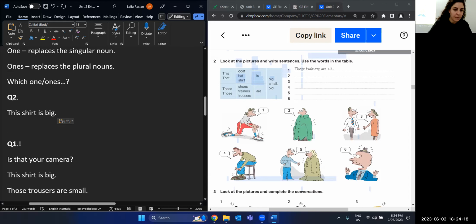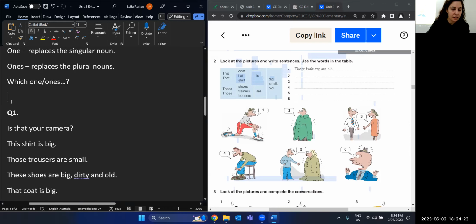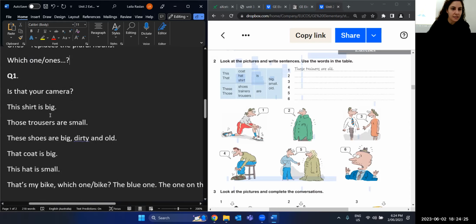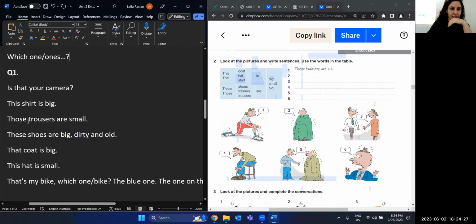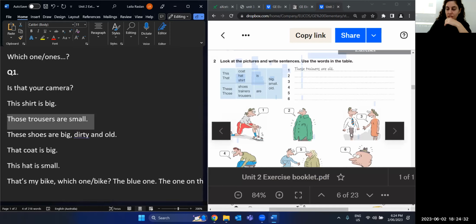No, this is small. So sorry, because the shirt is big, the trousers are small. Those trousers are small. Yeah.